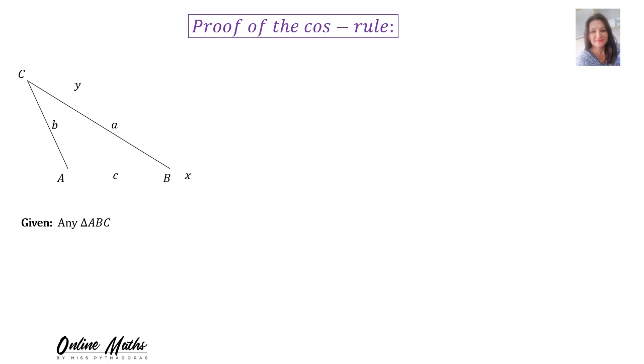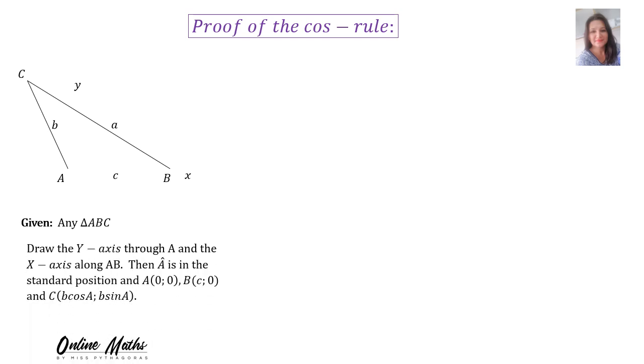Now I'm going to explain the proof of the cosine rule. Again, it's the same triangle, given any triangle ABC. And you need your construction and you need the words. Draw the y-axis through A and the x-axis along AB. Then angle A is in the standard position and A's coordinate is (0, 0). B's coordinate is (c, 0) and C's coordinate is (b cos A, b sin A). Again, there's your perpendicular height.